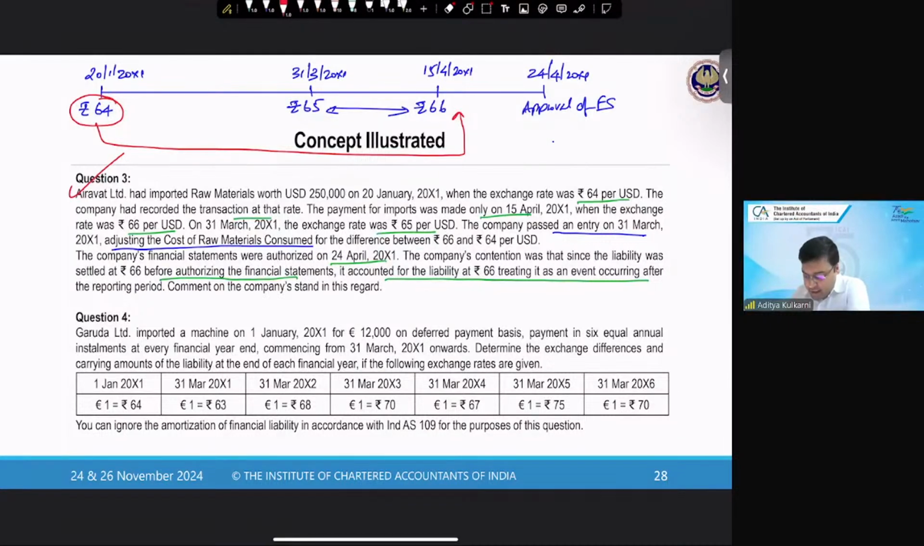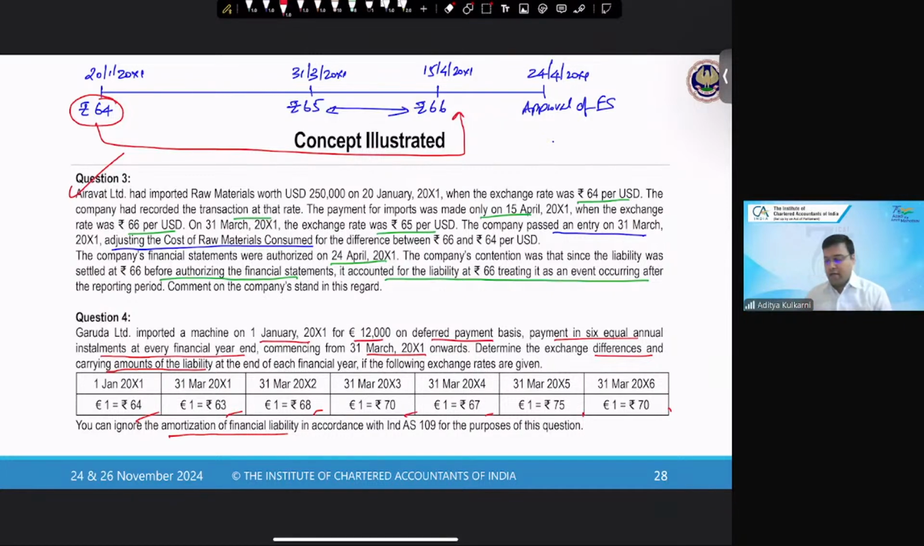Garuda Limited imported a machine on 1st January for 12,000 euros on deferred payment basis. Payment being made in 6 equal annual installments at every financial year end, commencing from 31st March 20x1 onwards. Determine the exchange differences and carrying amounts of the liability at the end of each financial year if the following exchange rates are given. So this is your 64, 63, 68, 70, all these are there. You can ignore amortization of financial liability in accordance with Ind AS 109 for the purposes of this question.